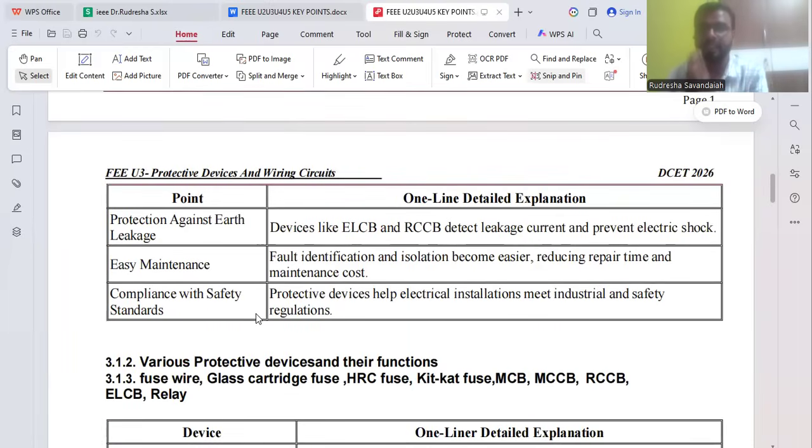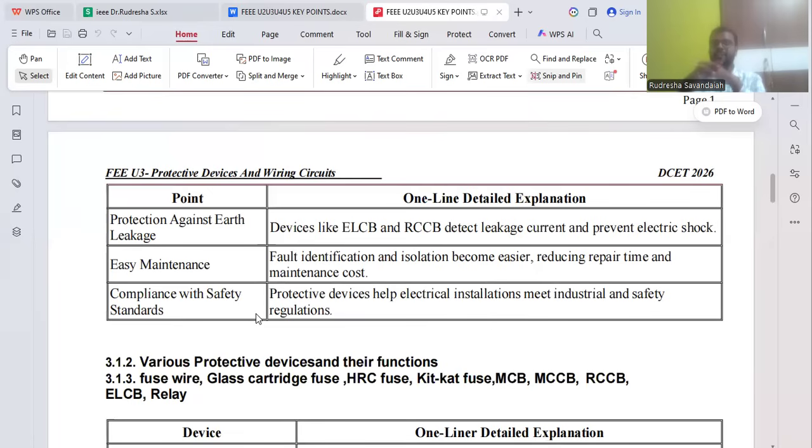Protection against the earth leakage. Devices like ELCB and RCCB detect the leakage current and prevent the electric shock. Easy maintenance. Fault identification and isolation become easier, reducing repair time and maintenance cost.